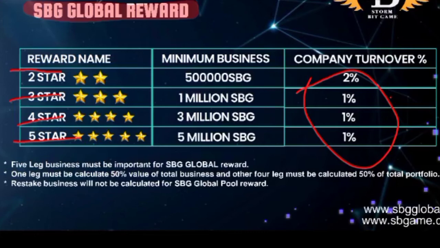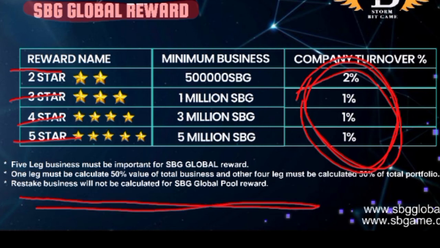Guys, I can't imagine, but you need one leg with 50% business, and the other 4 legs should be 50% business in your downline. You should put the 5 top leaders in your direct, and others should be leaders, but your 5 legs should be working legs. You must have 5 top working legs.